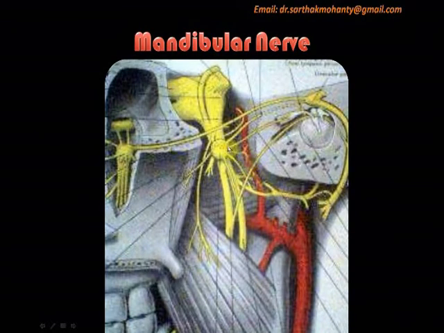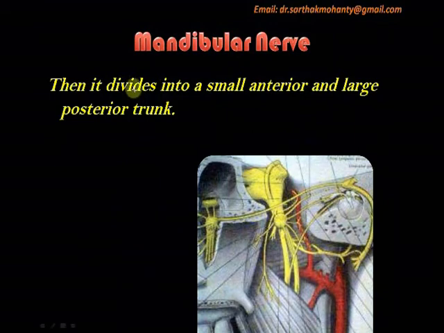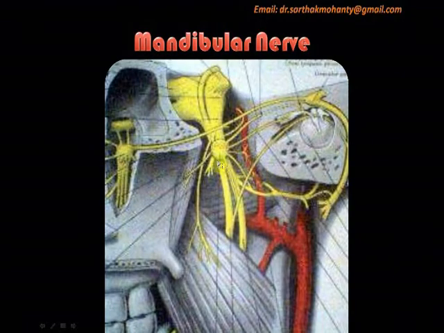So the nerve to medial pterygoid gives two branches that pass through the otic ganglion uninterrupted. One is the nerve to tensor veli palatini, another is the nerve to tensor tympani. So they don't relay here. Then it divides into a small anterior and a large posterior trunk. Here, this is a small anterior trunk, and a large posterior trunk, this big one.